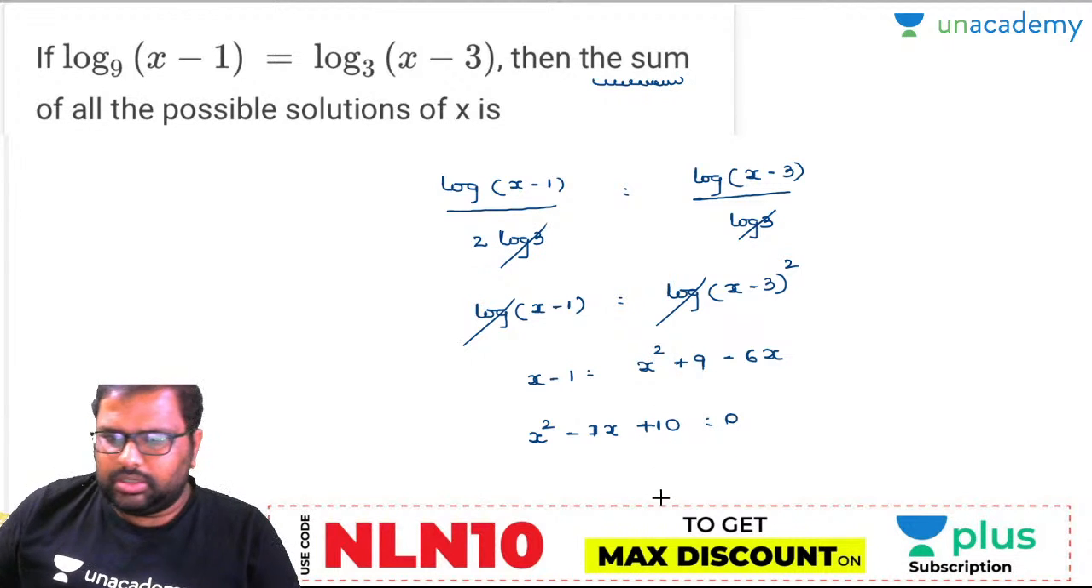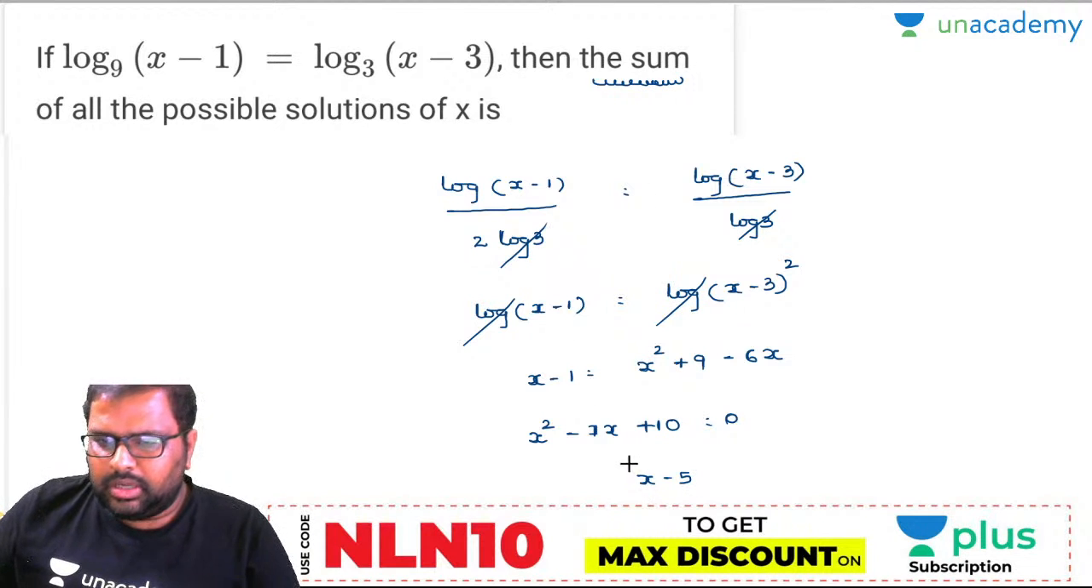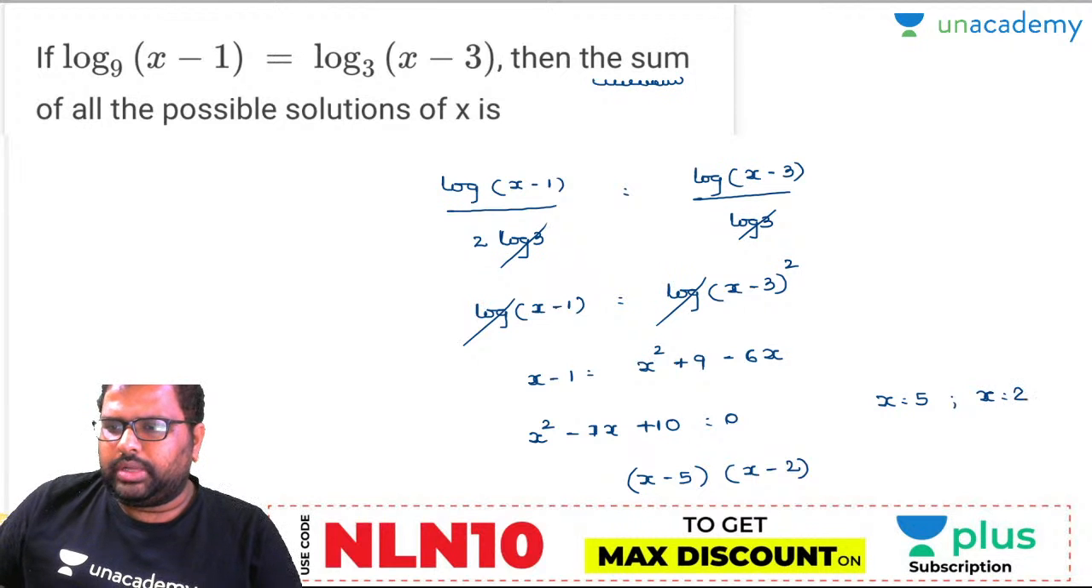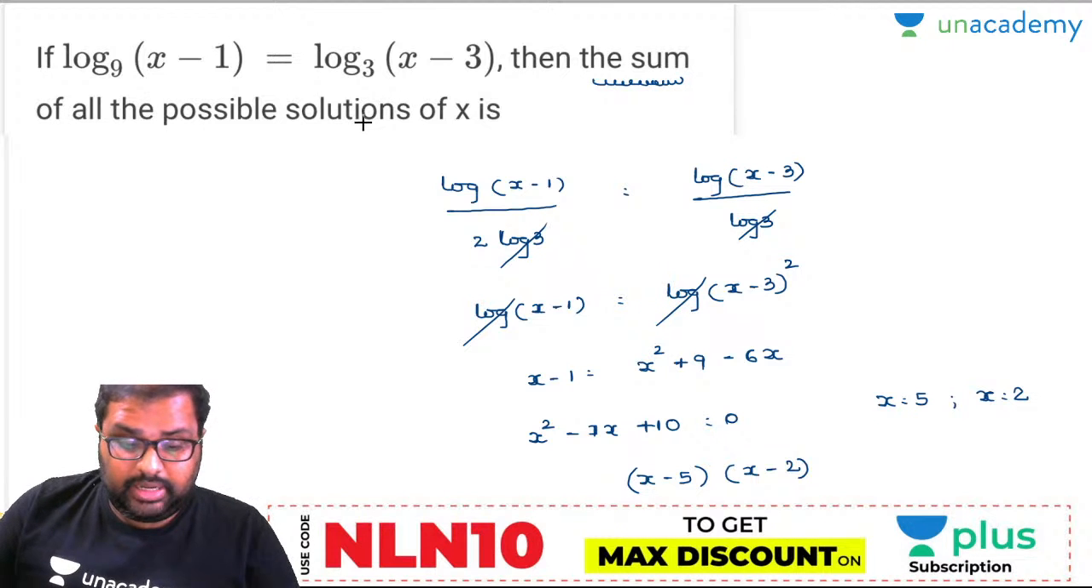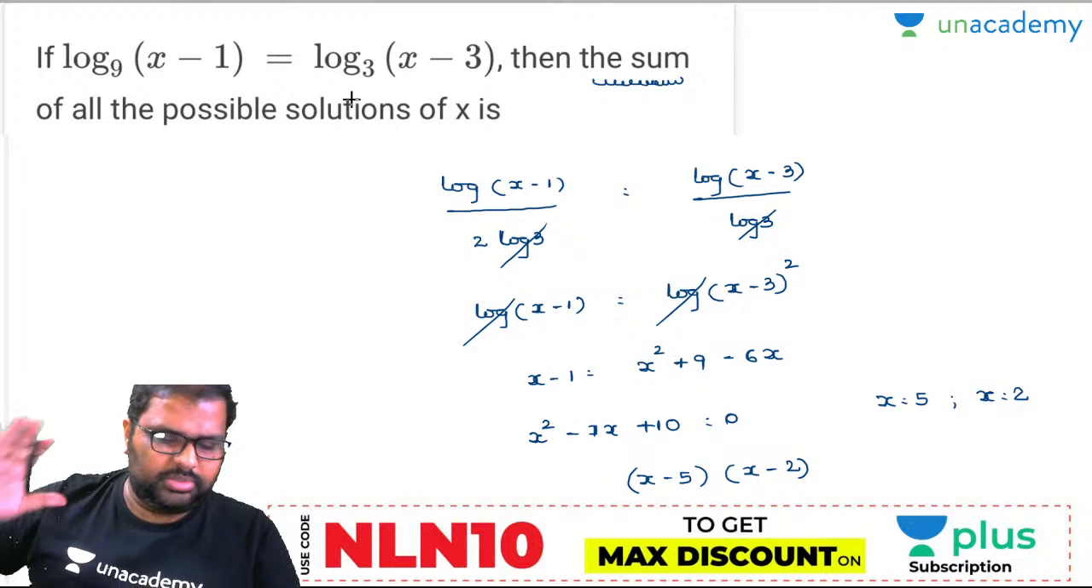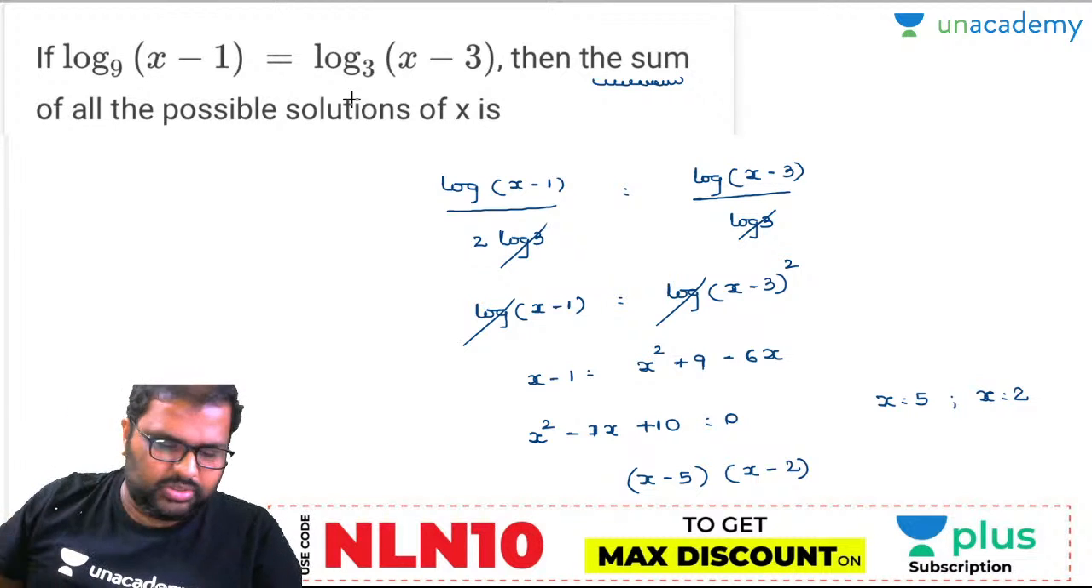Right. So what are the roots there? x minus 5, x minus 2. Now see, x is equal to 5, x is equal to 2, but here you cannot substitute 2 there. If you substitute 2 minus 3, your answer will be a negative value. In nature there are no negative logarithms. Every logarithm value will be positive only, right?